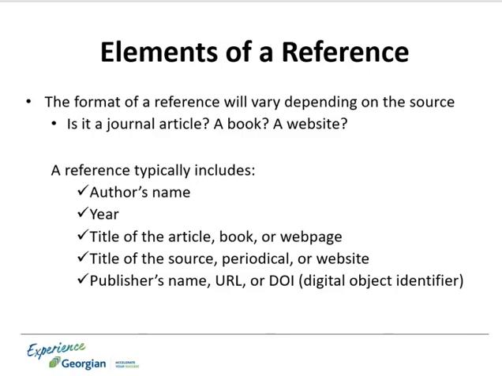The reference will typically include the names of the authors who wrote the information you used, the year their work was published, the title of the article, book, or web page, and the title of the source, such as the periodical or website name, and then a link for the source if there is one. If you are using a journal article, this link may be known as a DOI. When you begin creating a reference, see if you can find these items of information first.